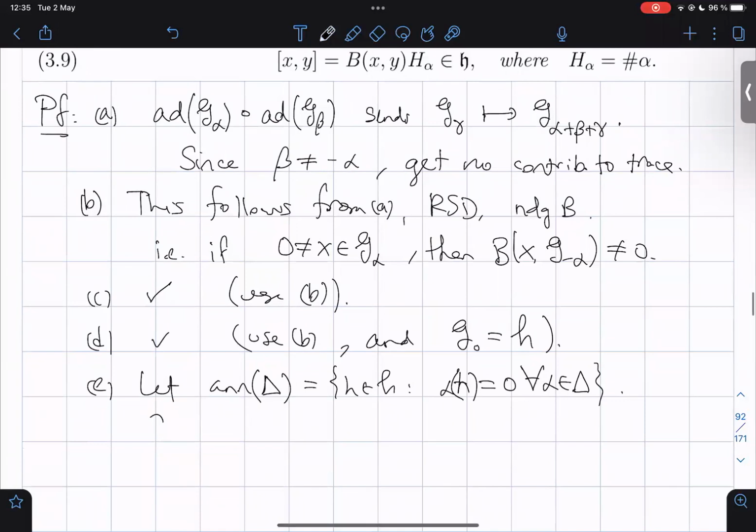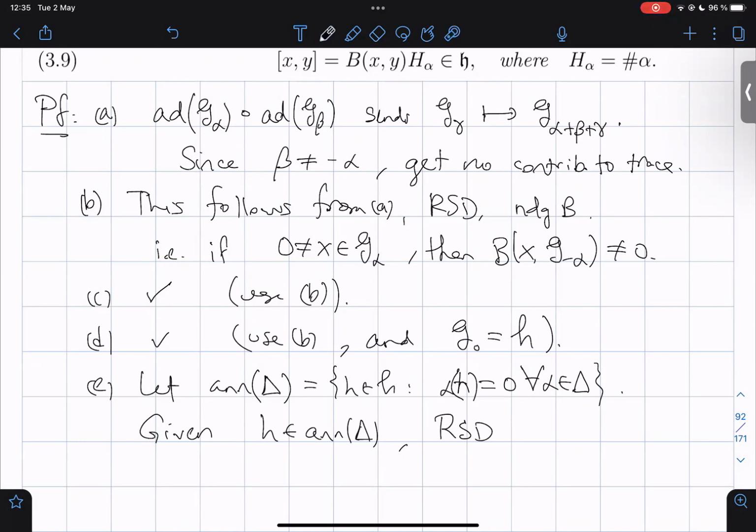Given something in here, if I know that it pairs with every root to be 0, then if I bracket this with the corresponding root space, I'm going to get 0.